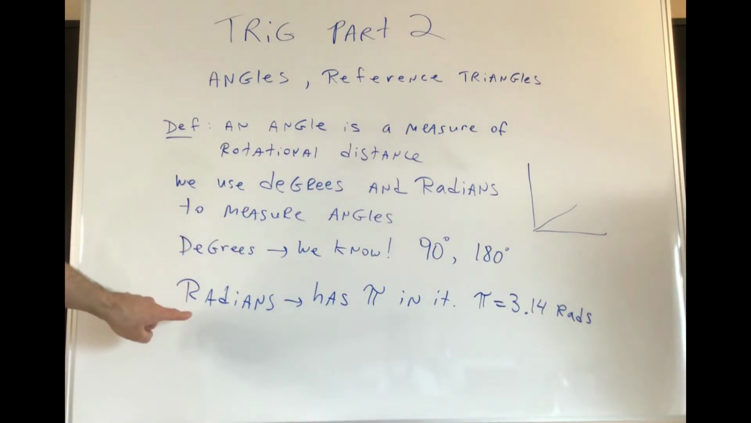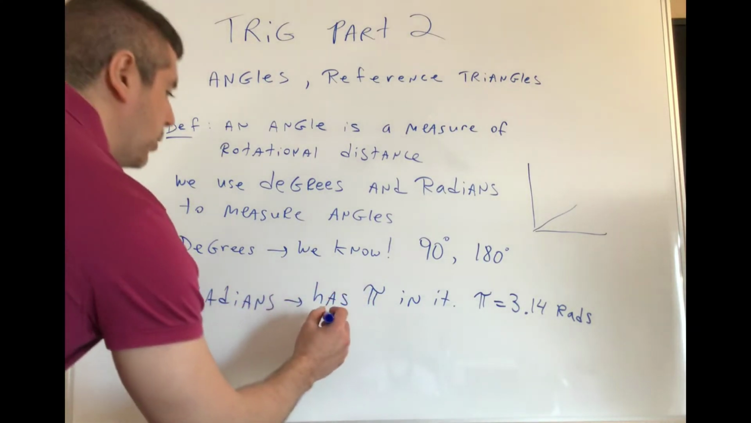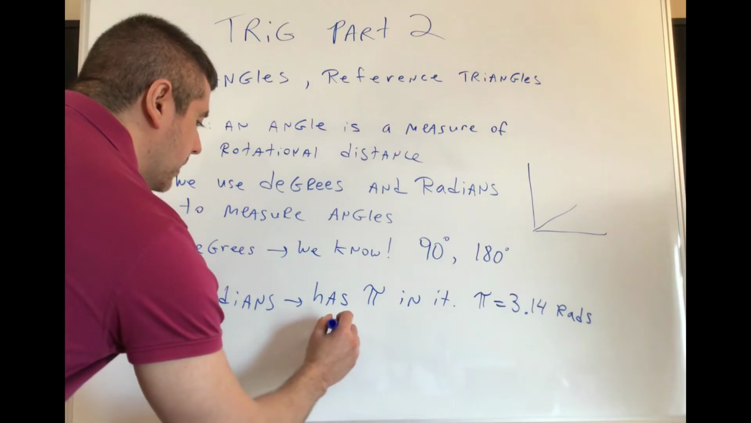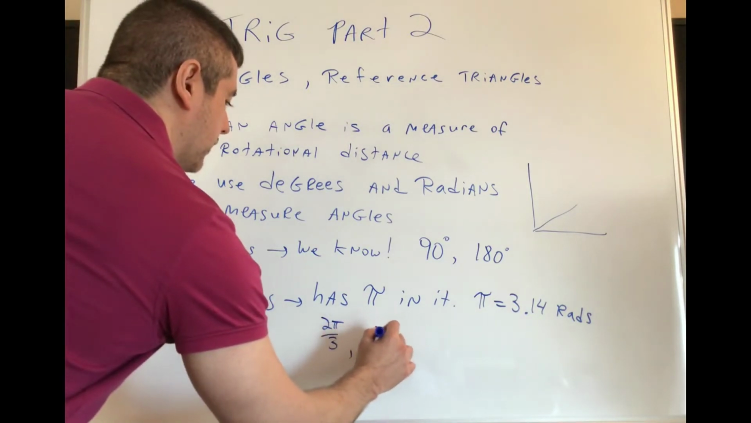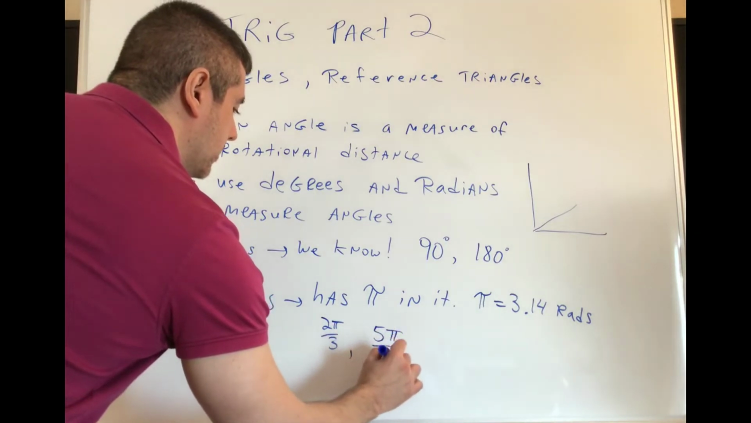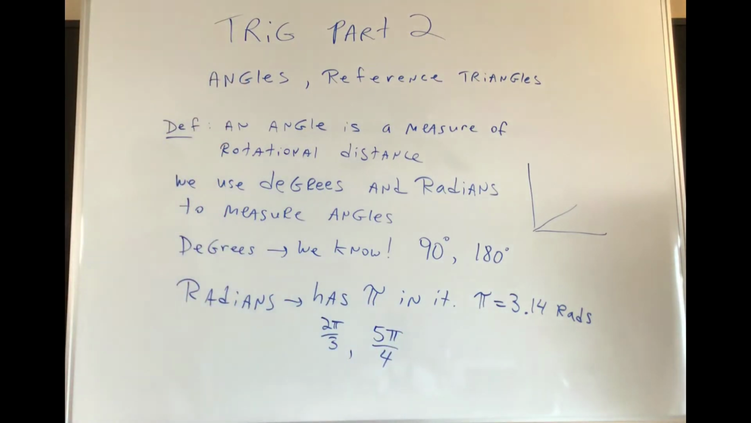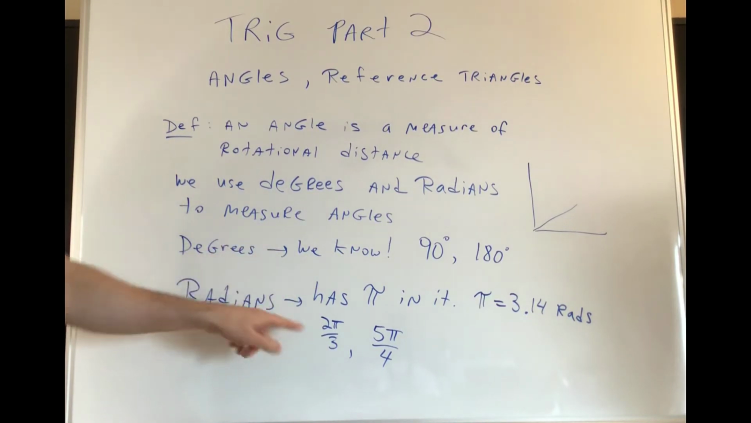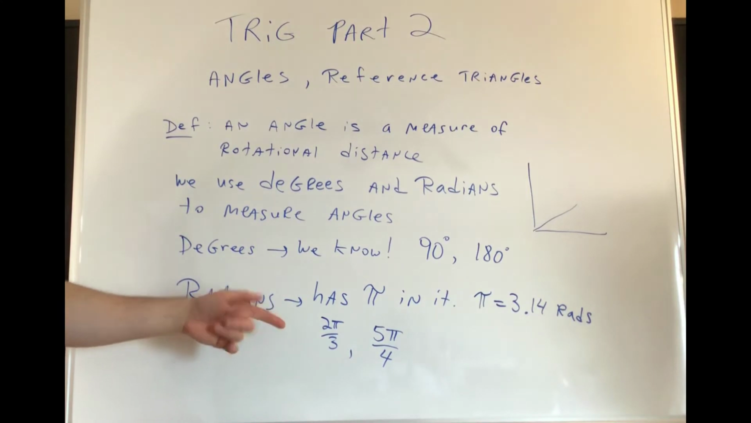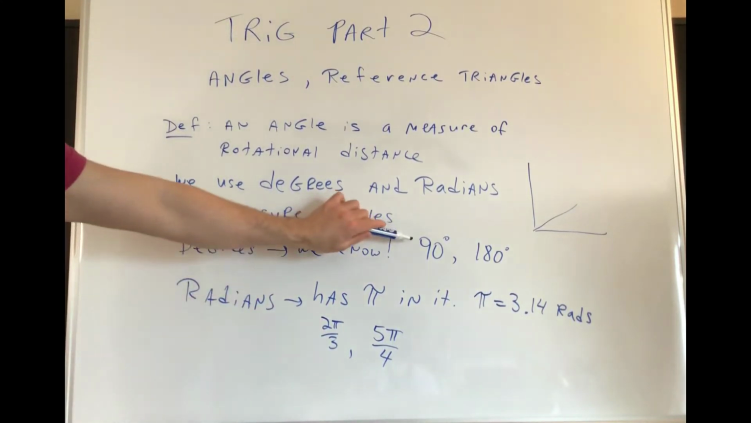Now, radians, these angles have pi in them, where pi is 3.14. So you might have something like 2 pi over 3. You might have something like 5 pi over 4. And you're like, what the hell is that supposed to be? This is the point. This is a different unit of measure. So you're not supposed to know what angle this is. What I'm going to show you to do is to figure out what angle this is in degrees. You are not going to go the other direction.